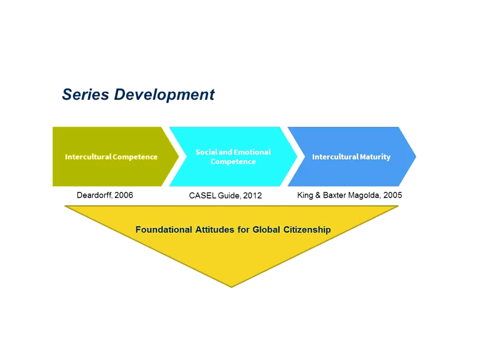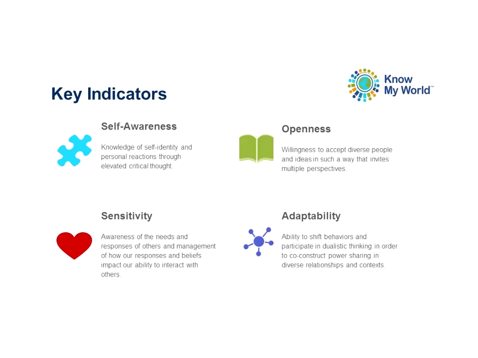So from these three bodies of research, we have developed a series that focuses on what we think are the kinds of foundational attitudes that are required for global citizenship in students. Our assessment practices are based on these four key indicators, so these will be the recurring indications throughout all of the projects in the series. We're looking at the growth of self-awareness in our students, their knowledge of self-identity and their personal reactions through critical thought. We also want to foster a sense of openness, a willingness to really accept people from all different kinds of diversity and ideas that might be different from their own in a way that invites multiple perspectives.